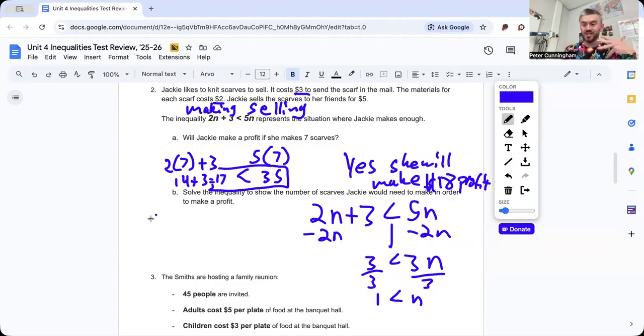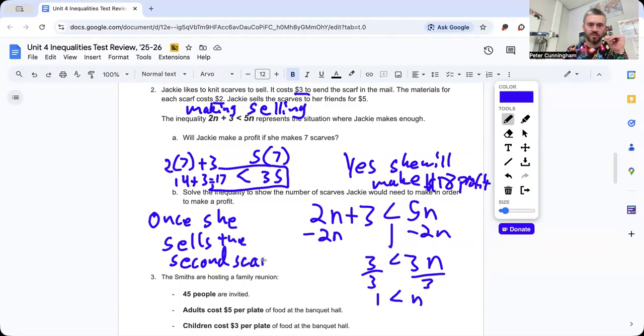And you would have to say 2, not just like 1.00, you're not going to sell part of a scarf. So once she sells the second scarf, because Jackie will break even at one scarf. They'll pay $5 to make that scarf, $5 to make it, so you have $0 there. Anything more than that, any more scarves made and sold, you'll be making a profit. Good for you, Jackie. Thriving little business.